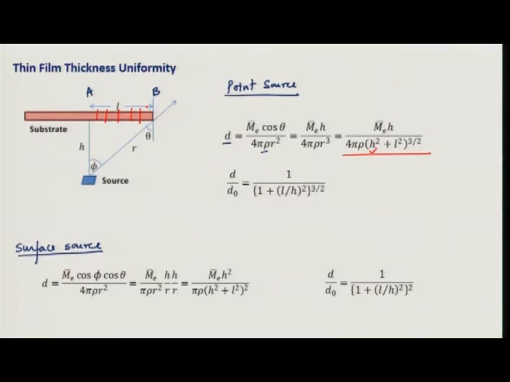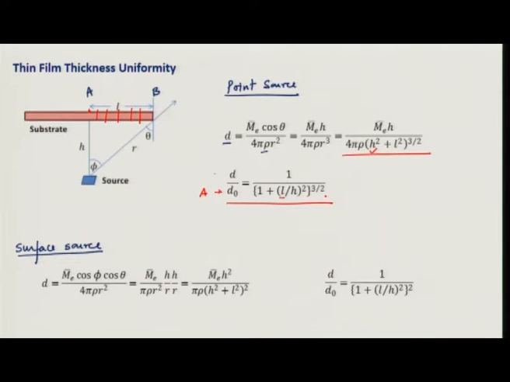Now, this will give me non-uniformity in deposition, because this distance is quite small compared to this distance. So, this d over d0, where d0 is the thickness at point A, which is just above the source, and d is at any other point along the distance L. So, you can see how the non-uniformity comes into this deposition.